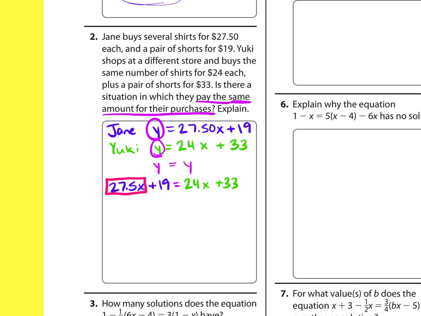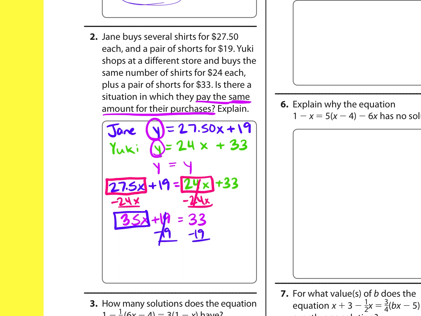So we can't do any simplifying. We're going to subtract 24x from both sides to get that variable term by itself. And I get 3.5x plus 19 is equal to 33. Now we have just a little two-step equation to solve. So let's subtract 19 from both sides. We get that 3.5x is equal to 14. Divide both sides by 3.5. I get that x is 4.